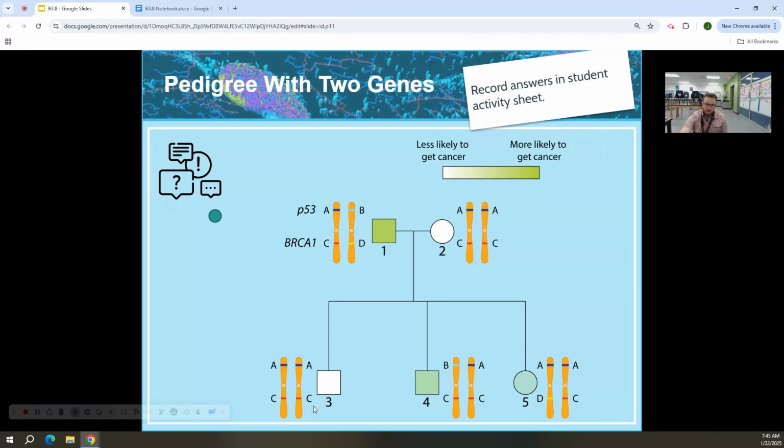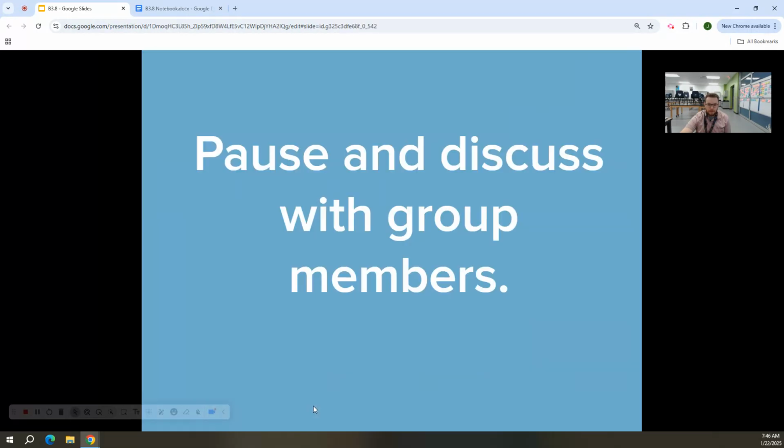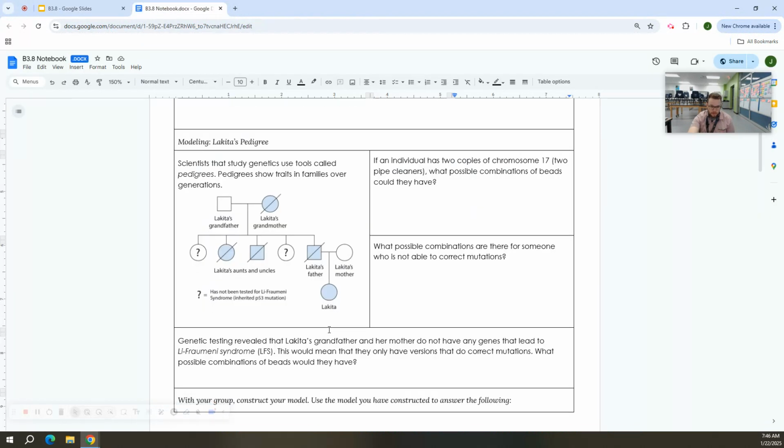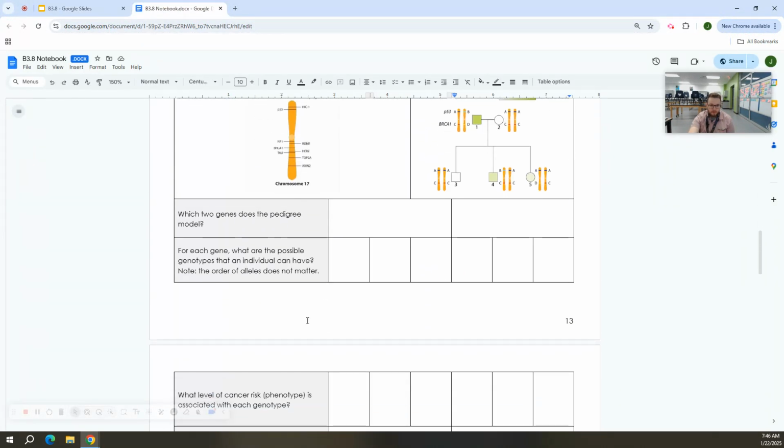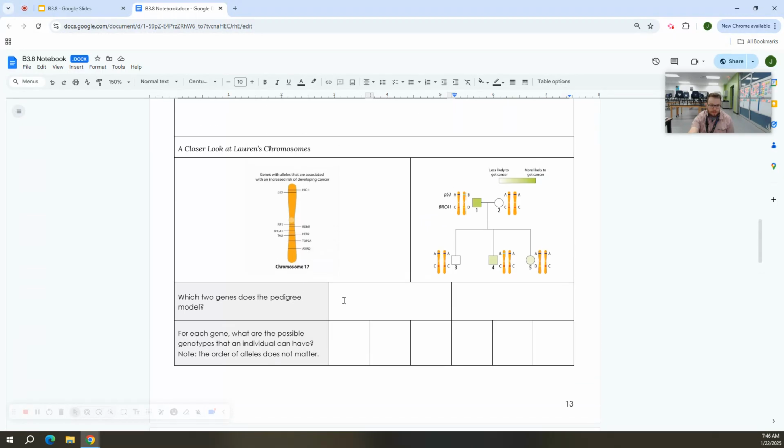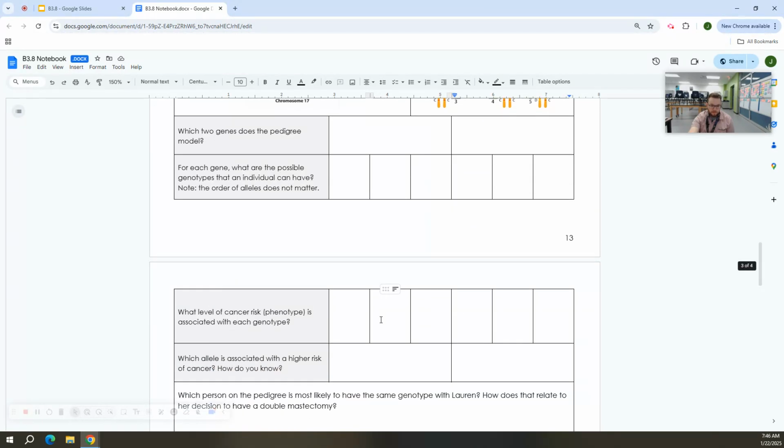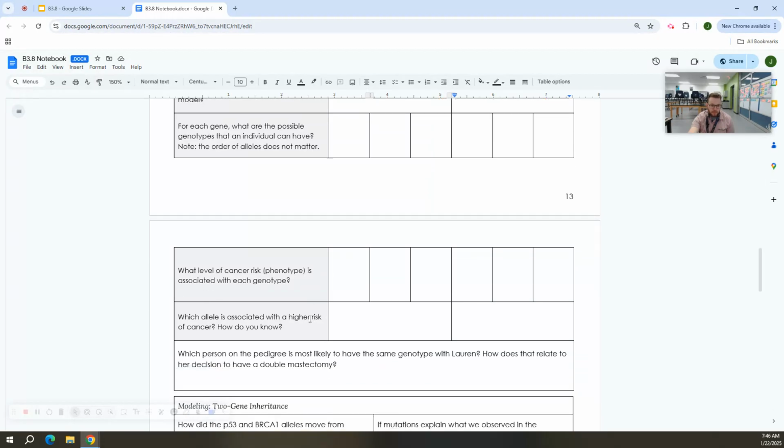What does that tell you about which chromosome is functional or not in the BRCA1 genes? Okay, so pause and discuss with group members using those helpful tips I just tried to give you to answer these questions here on our two pedigrees. So which two genes does the pedigree model for each gene? What are the possible genotypes? What level of cancer is associated, and which allele is associated with higher risk?